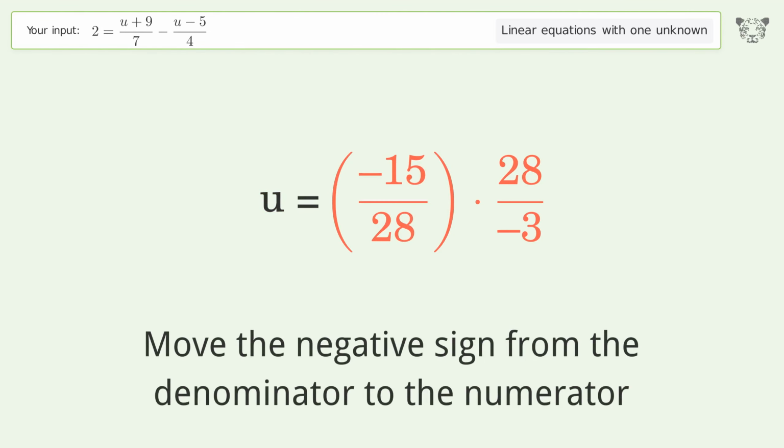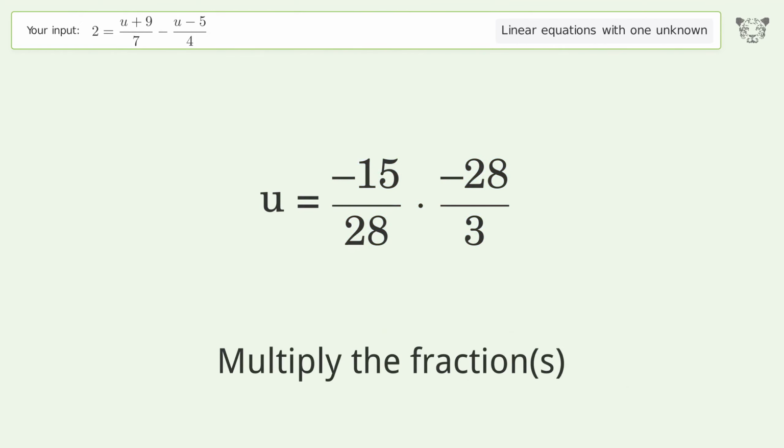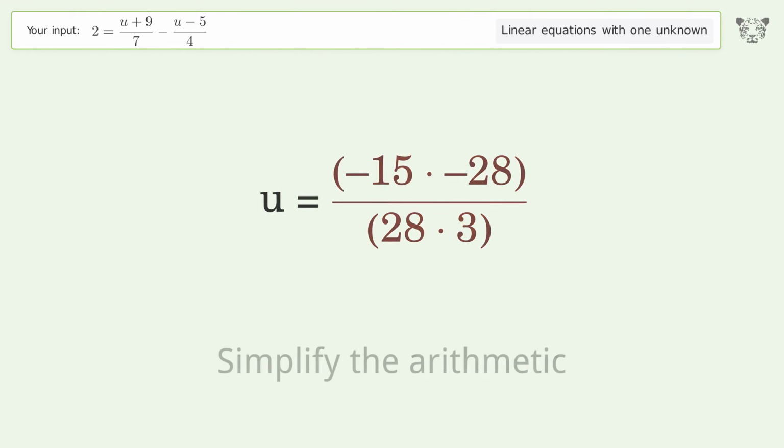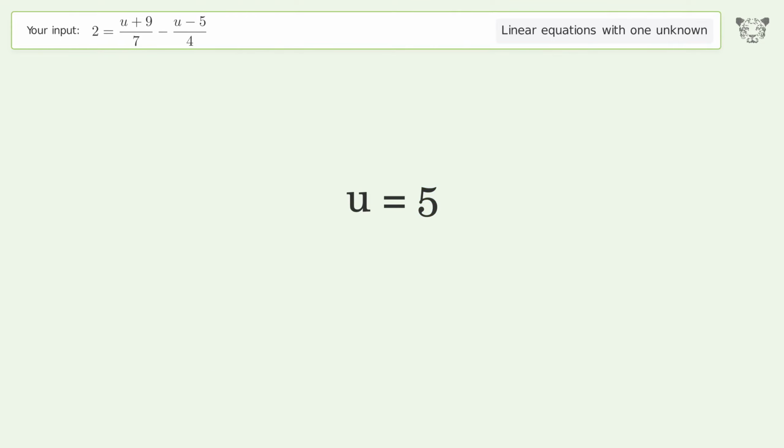Move the negative sign from the denominator to the numerator. Multiply the fractions. Simplify the arithmetic. And so the final result is u=5.